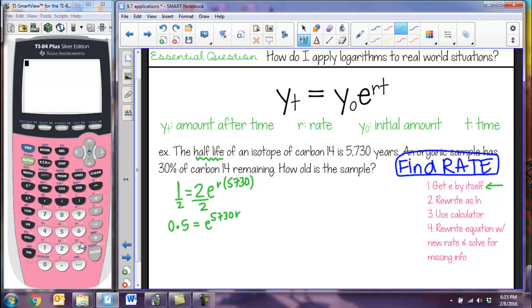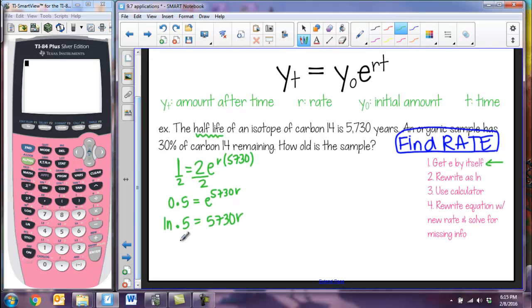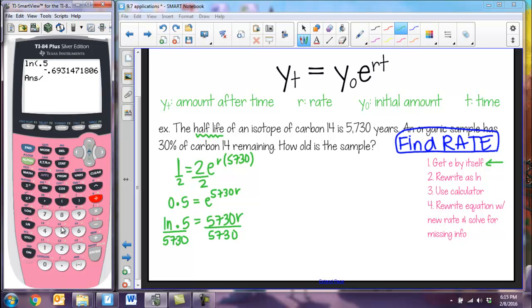Okay, now I'm going to rewrite this as a natural log because I know that's how I get rid of my e, my base e. So I'd have natural log of 0.5 is equal to that exponent. And so now this is just a point of using my calculator. So I can take that natural log of 0.5 and divide it by that coefficient of r, and that will get me my answer. So your natural log button's right here, 0.5, divide by 5,730.